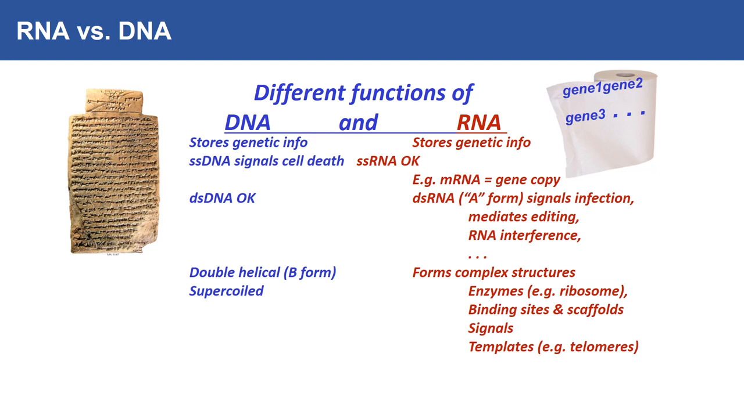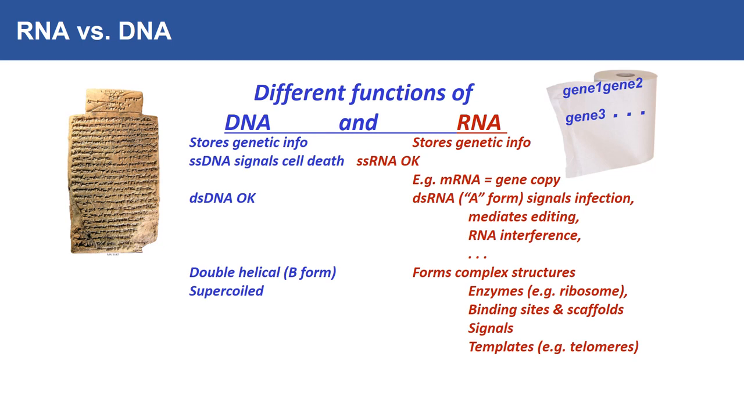Again, our DNA is usually double-stranded. It's usually an alpha helix in a B form, and it's usually supercoiled. RNA is usually a lot shorter. It has numerous different functions. Double-stranded RNA usually signals infection, it mediates editing, and it's used to silence genes.